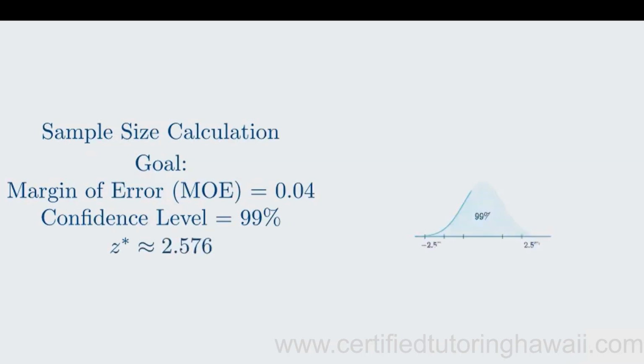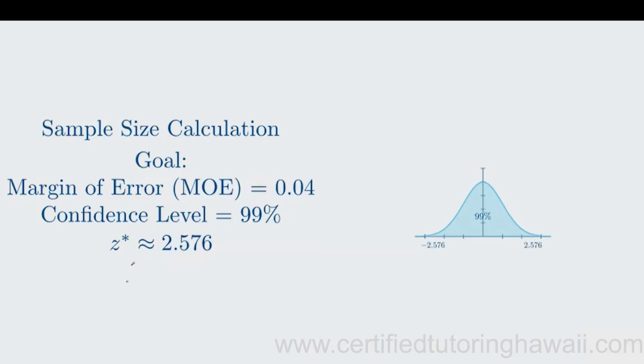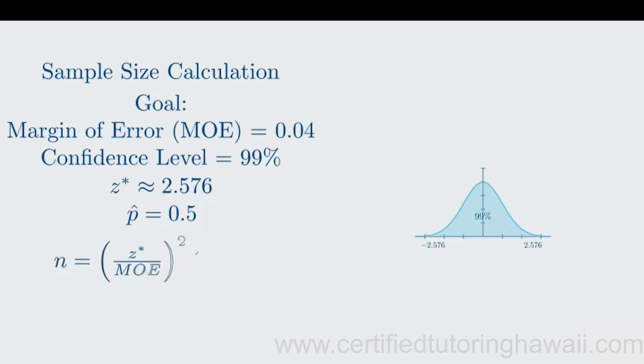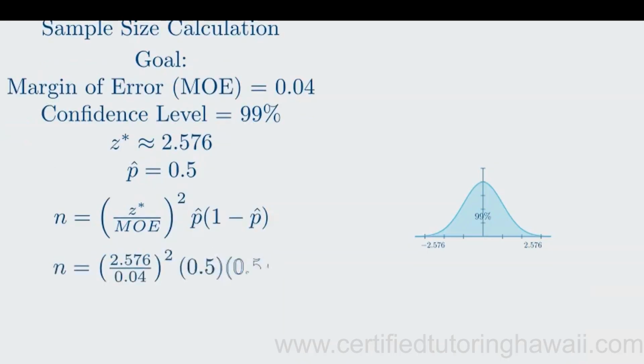First, we identify our critical value z star for a 99% confidence level. Using a standard normal table or calculator, we find that z star is approximately 2.576. Since we don't have a preliminary estimate for the proportion of satisfied customers, we will use the most conservative estimate to ensure our sample is large enough. Now, let's plug these values into our rearranged formula for n. Substituting our values, we get n equals (2.576 divided by 0.04) squared times 0.5 times 0.5.